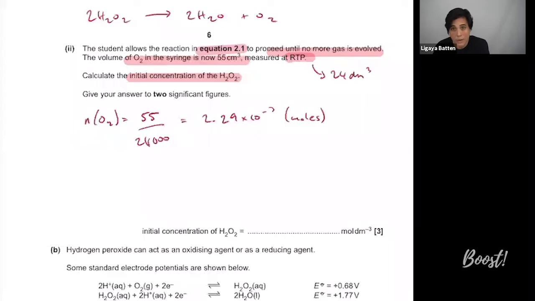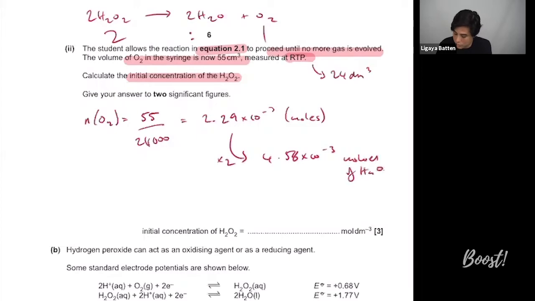Now, using the equation, we want to identify the fact that for every 1 mole of oxygen, we have 2 moles of hydrogen peroxide. So this is a 2-to-1 ratio. So we want to times the number by 2 to get 4.58 times 10 to the minus 3. And that's going to be the moles of H2O2.